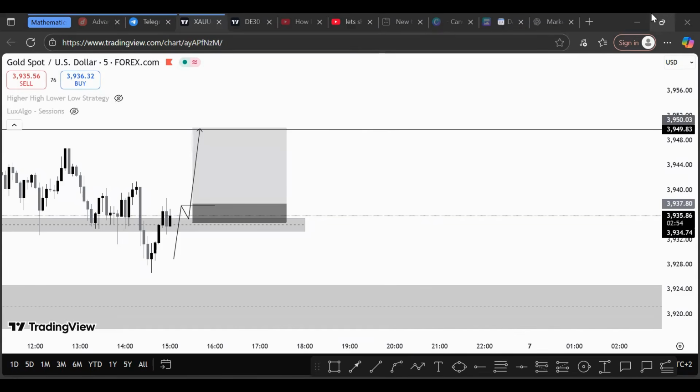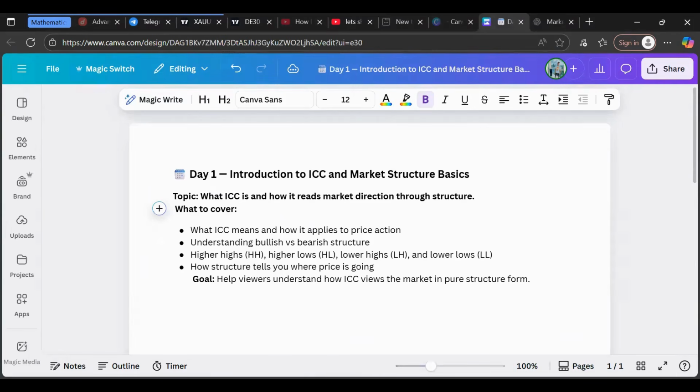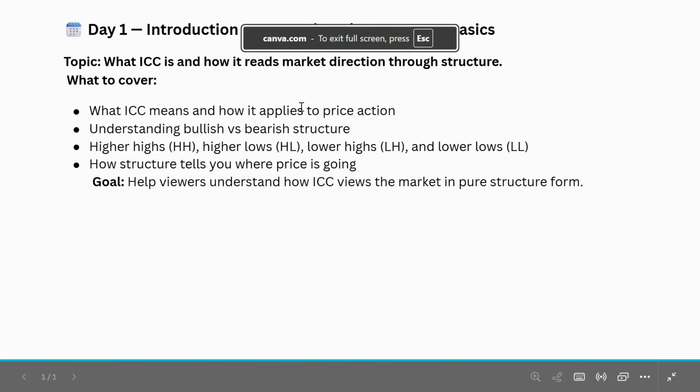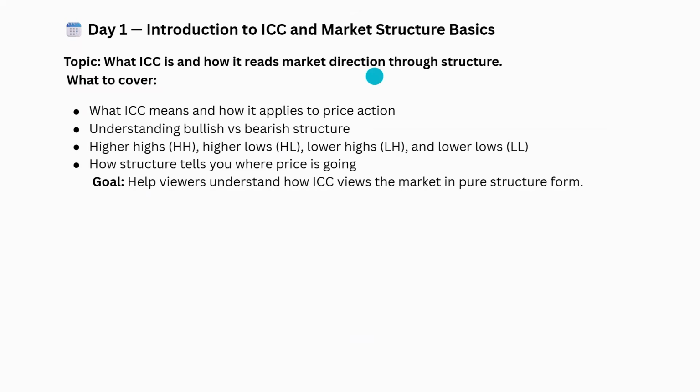So I'm just going to be touching on some of the things that I think most people struggle with when it comes to trading ICC. I think everybody knows what ICC means, but for those who don't, ICC stands for indication, correction, and then continuation. So that's the whole ICC concept.